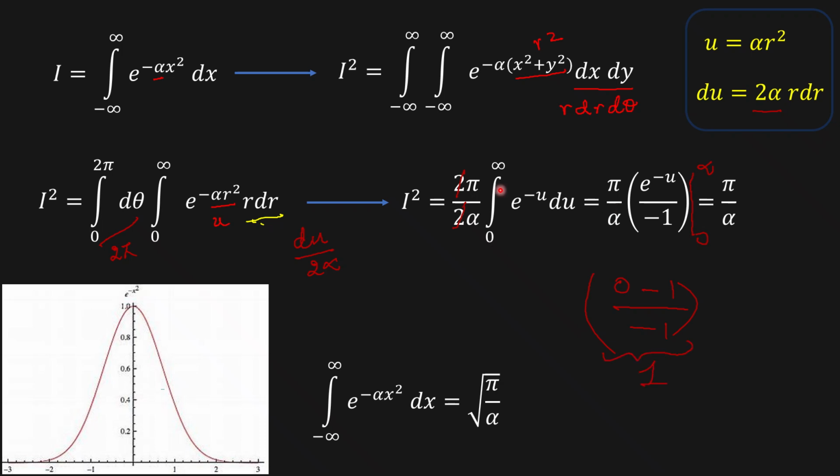So this integral I squared is equal to pi over alpha. That means what is I? I, you have to take the square root of this. So I, that is integral between minus infinity to plus infinity e power minus alpha x squared dx, is equal to square root of pi over alpha. This is the Gaussian integral when there is a coefficient for x squared.